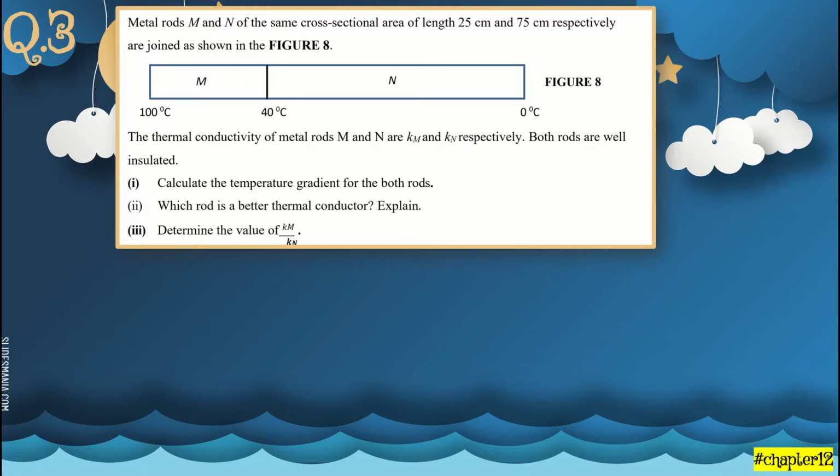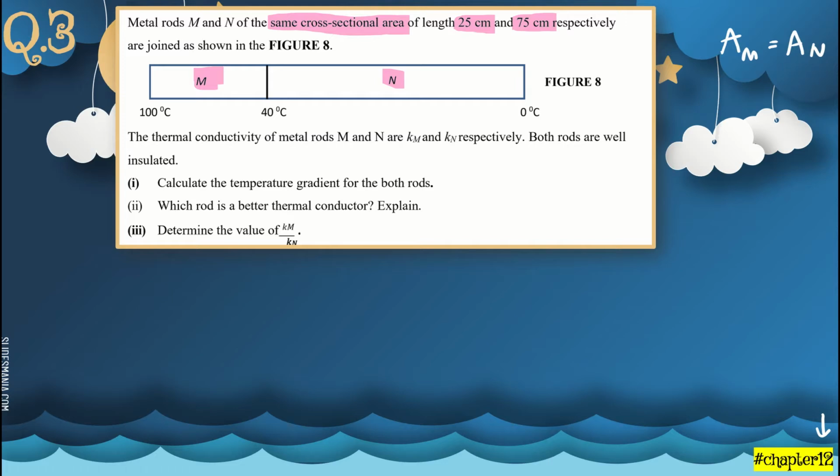Okay, the next question again from chapter 12. The question is metal rods M and N. So we have two metal rods with the same cross-sectional area. You can write down the statement: A for rod M is equal to A for rod N, and length 25 cm for M and 75 cm for N.